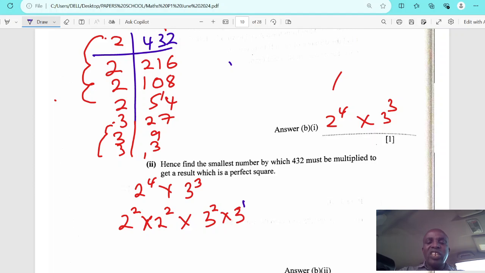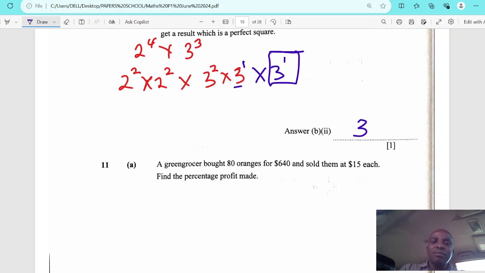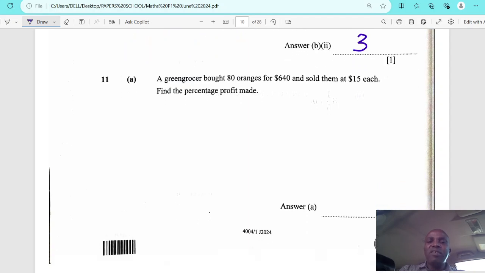So you can see this one is 3 to the power 1. It must be 3 to the power 2. For it to be 3 to the power 2, what number are we supposed to multiply? It's 3 to the power 1, so that it will be 3 to the power 2, which means the value that you have to multiply is 3. So it's just 3. Done. Then the value will be a perfect square.